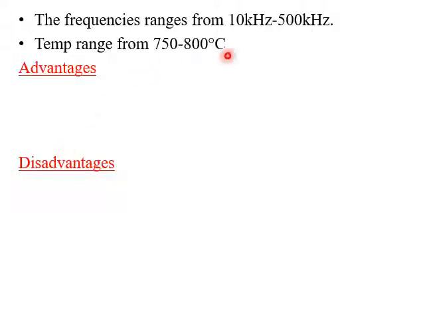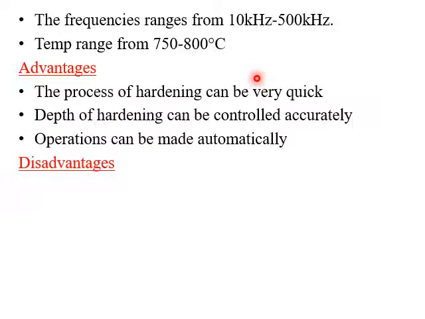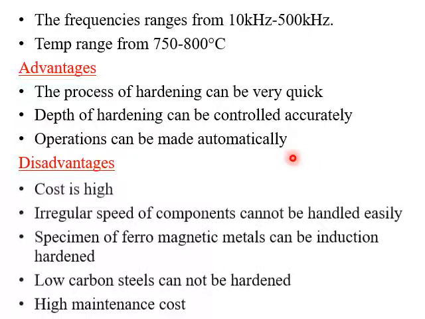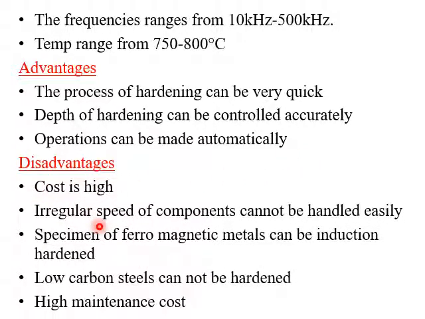You can say the frequency ranges from 10 kilohertz to 500 kilohertz, and the temperature ranges from 750 to 800 degrees Celsius. This means the specimen will be heated up at a faster rate compared to the oxyacetylene flame. So what are the advantages? The process of hardening can be very quick. Depth of hardening can be controlled accurately with the help of frequency. The operation can be made automatic. Disadvantages: the cost is high, and irregular shapes are difficult to handle.